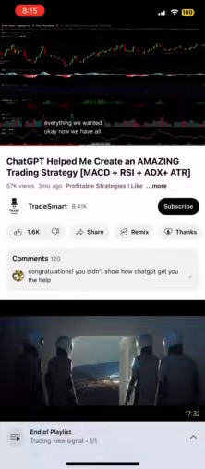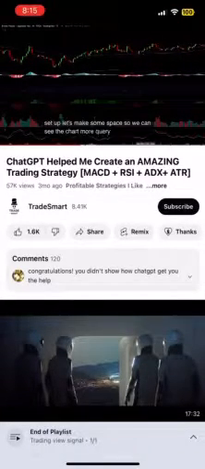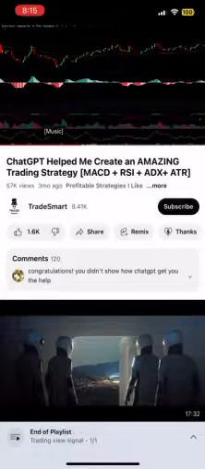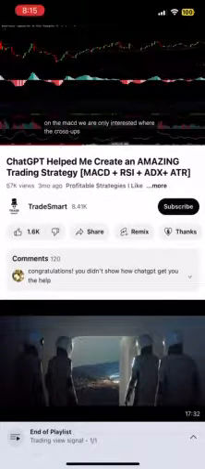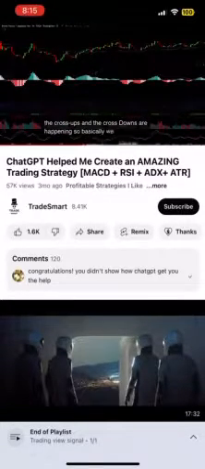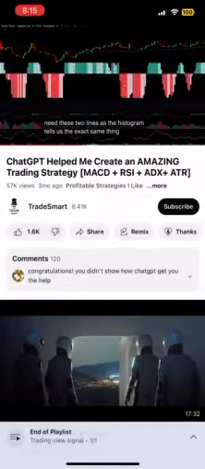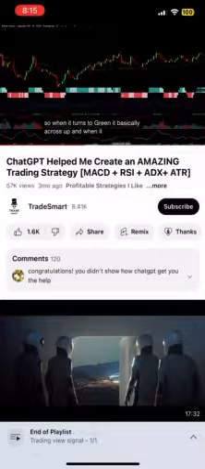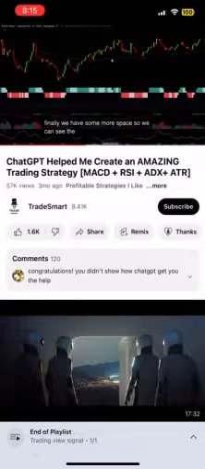Okay, now we have all of our indicators set up. Let's make some space so we can see the chart more clearly. On the MACD, we are only interested where the cross-ups and the cross-downs are happening. So basically we don't really need these two lines as the histogram tells us the exact same thing. So when it turns to green, it's basically a cross-up, and when it turns to red, it's a cross-down. Finally, we have some more space so we can see the chart clearer.